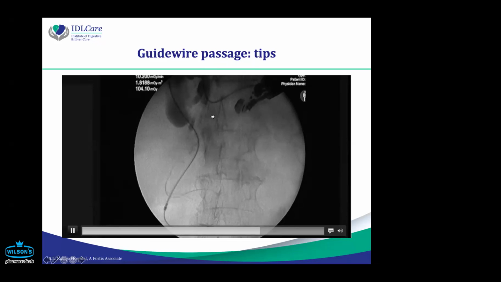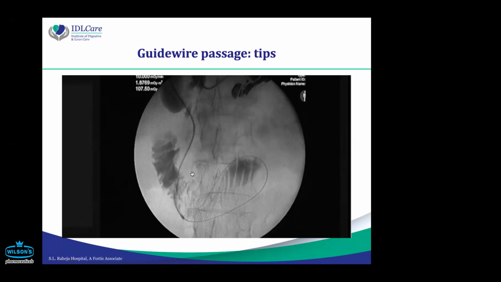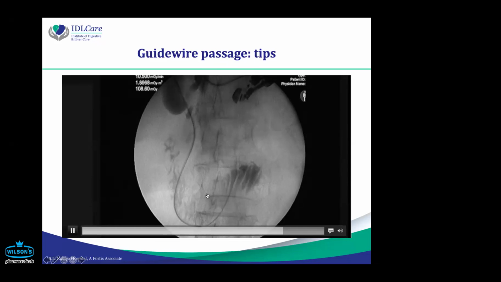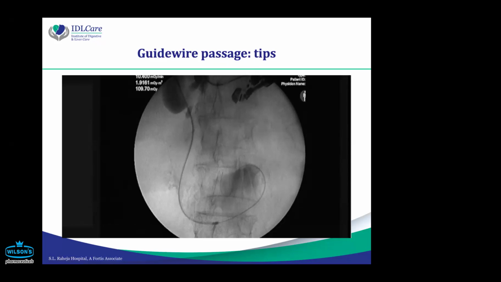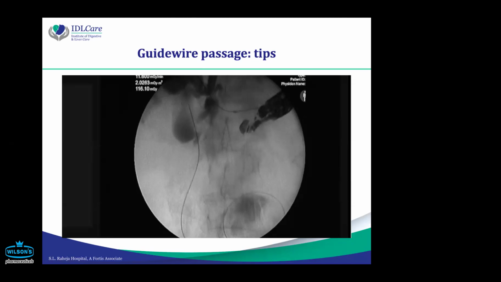So identifying the angles, identifying which are the areas where there will be resistance, utilizing the help of your assistant so that there is enough tension on the wire will help you easily go into the duodenum. So once you have reached there, remove the Terumo and replace it with a stiff wire because stent placement will require a stiff wire. So place a stiff wire and then remove the cystotome.